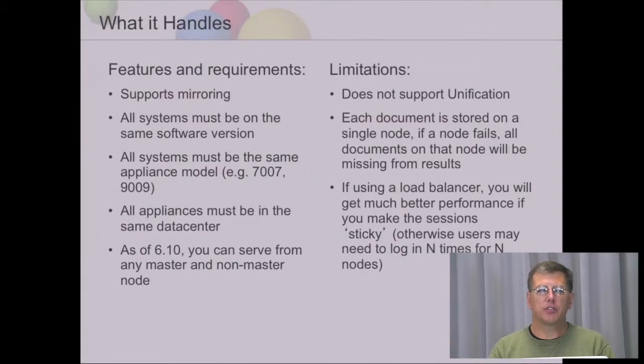The features are that we support mirroring. All systems must be on the same software version. All systems must be on the same appliance model, meaning a 7007 or a 9009, so you can't mix and match. All appliances must be in the same data center. This is a highly recommended configuration because the bandwidth traffic between these GSAs can be very high.